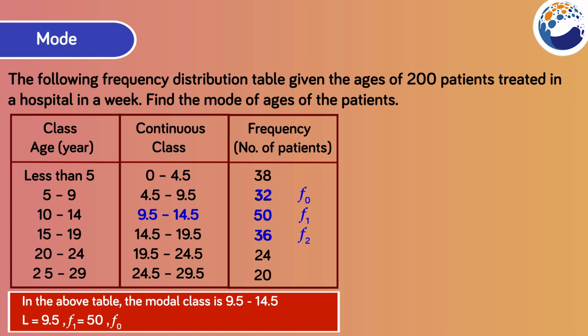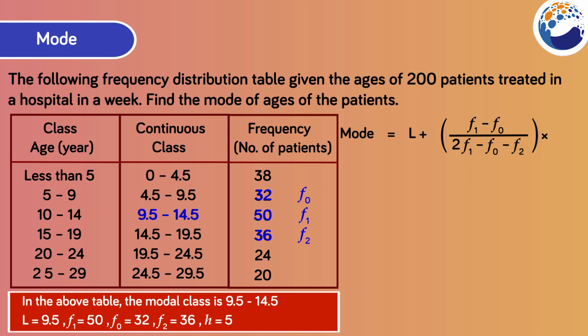F0 is equal to 32, which is the frequency of class preceding the modal class. F2 is equal to 36, which is the frequency of class succeeding the modal class. And lastly, h, the difference between the lower and the upper limit, is equal to 5. Mode is L plus (F1 minus F0) upon (2F1 minus F0 minus F2) into h. Substitute the values of L, F1, F0, F2 and h.